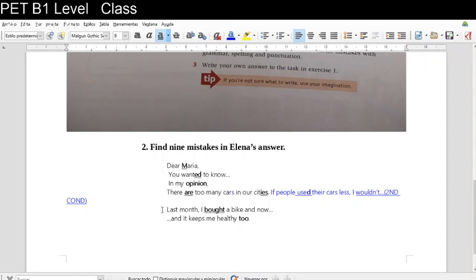Now, it started saying "last month." I have to think, well, I'm changing the verbal tense. I have to be accurate. "Last month, I bought a bike." I have to be very, very accurate in the verbal tenses. "And it keeps me healthy too." There was another spelling mistake.